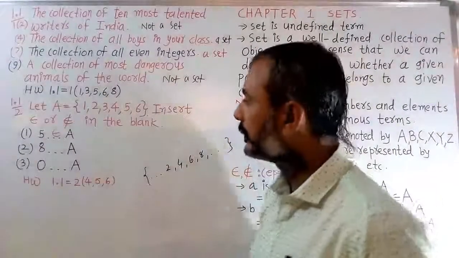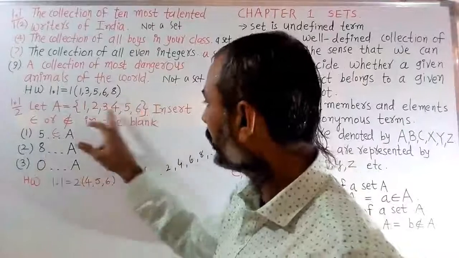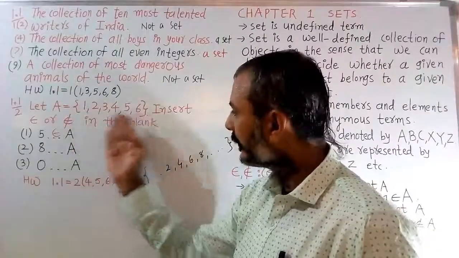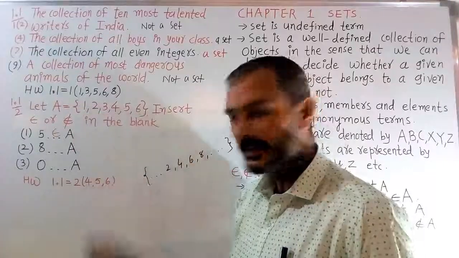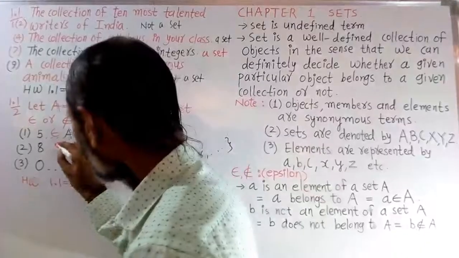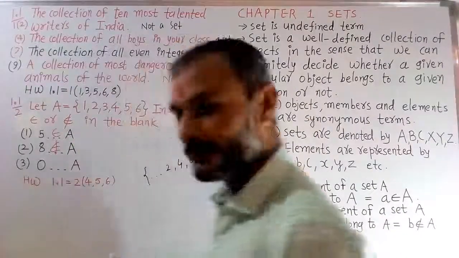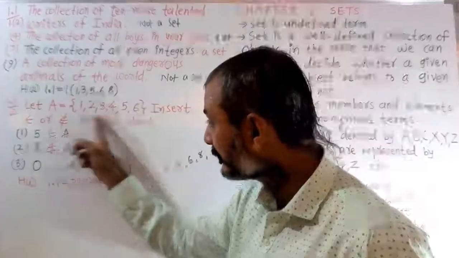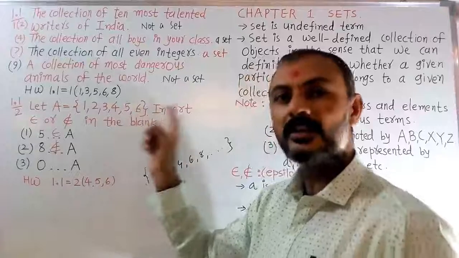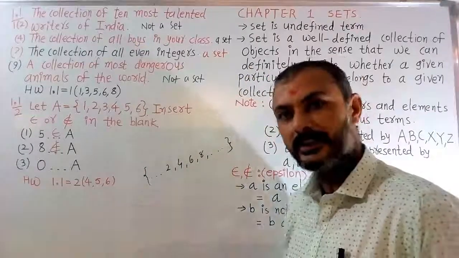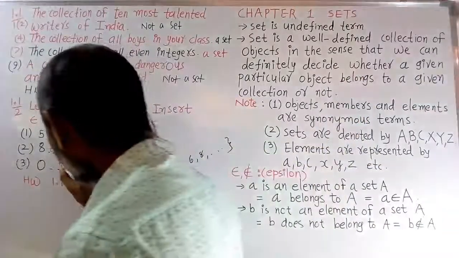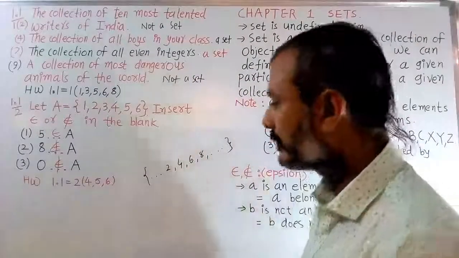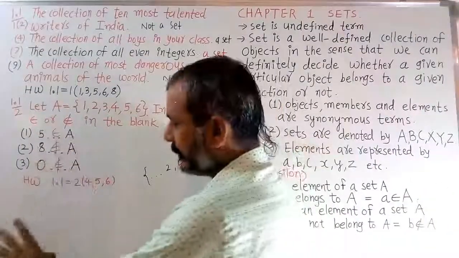Now 8. 8 is not an element of capital A. See, 8 is not given in this collection, so we write does not belong to. Now what about 0? See, 0 is also not an element of set A, so we write here does not belong to. Okay, very simple.